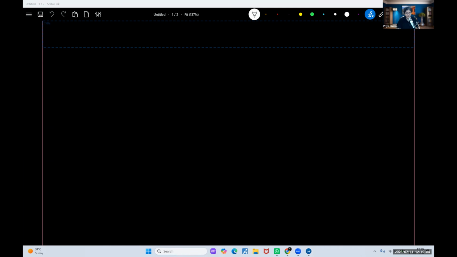So the example looks something like this. Let's suppose, over here, this is a chi-square test.